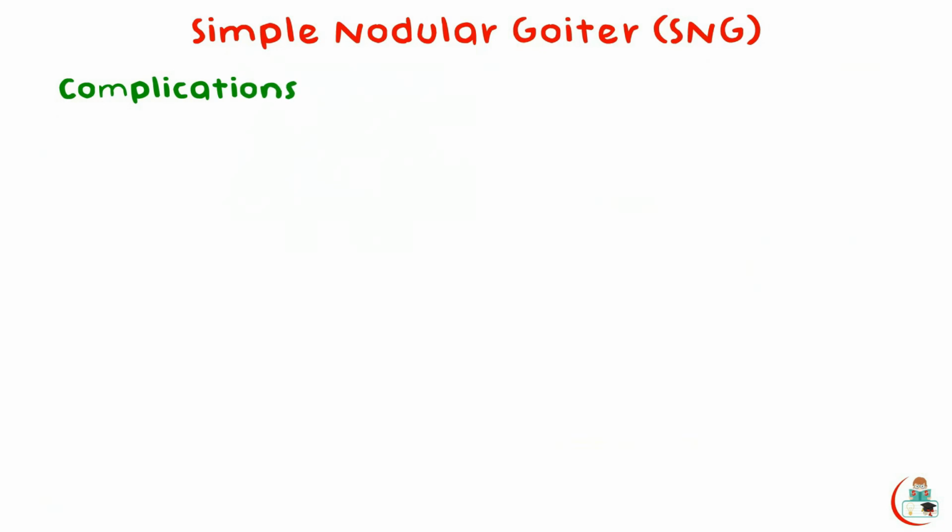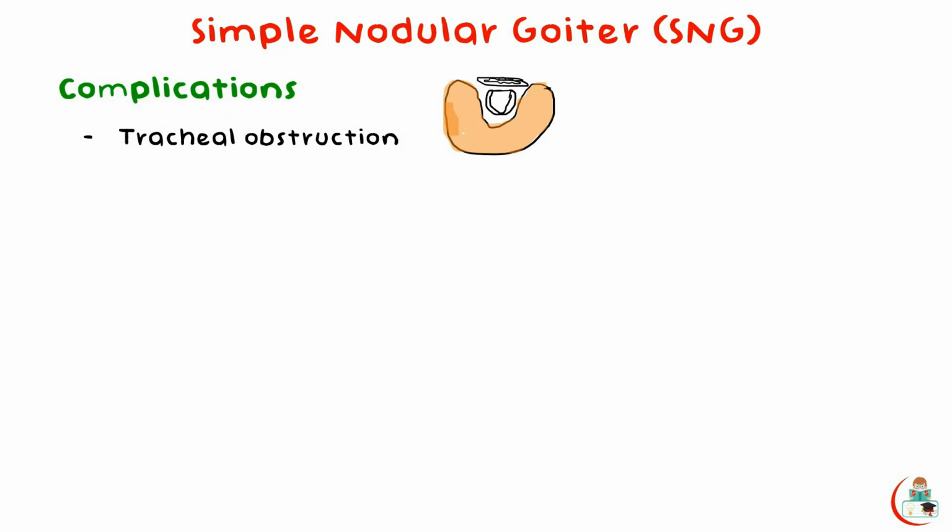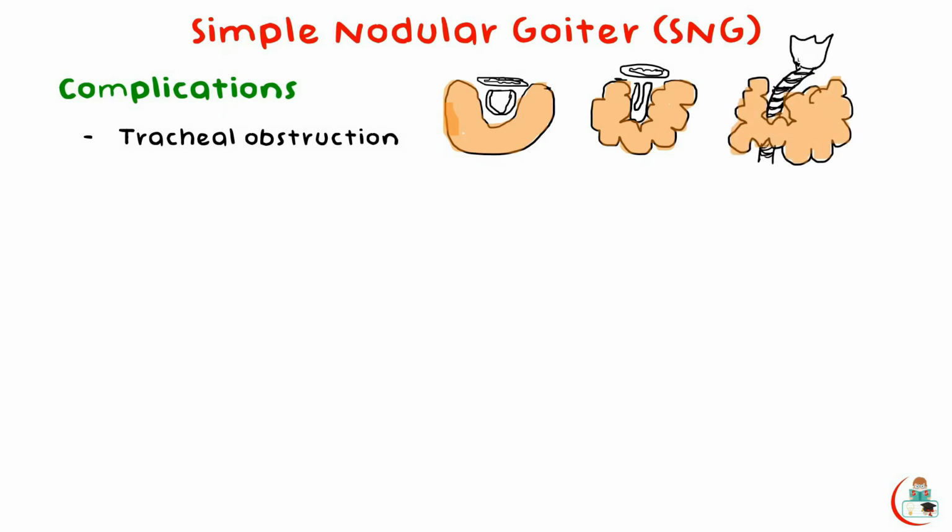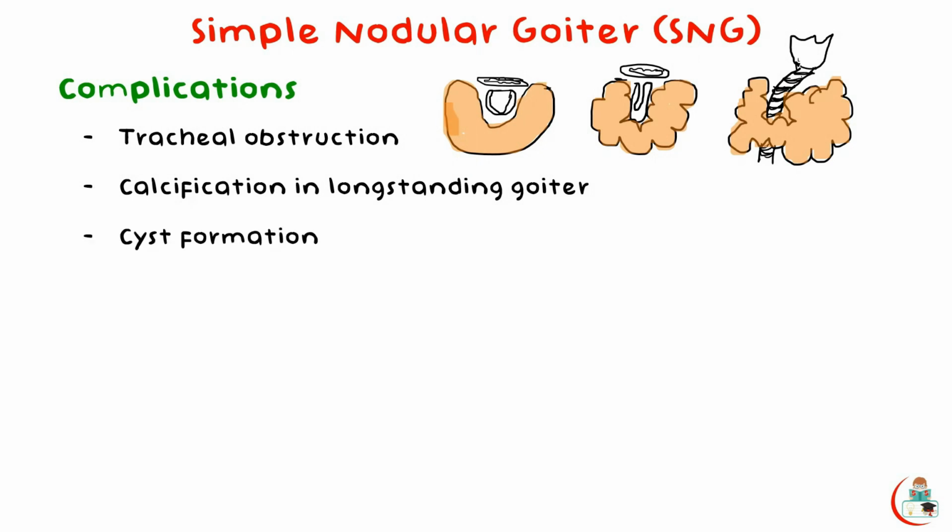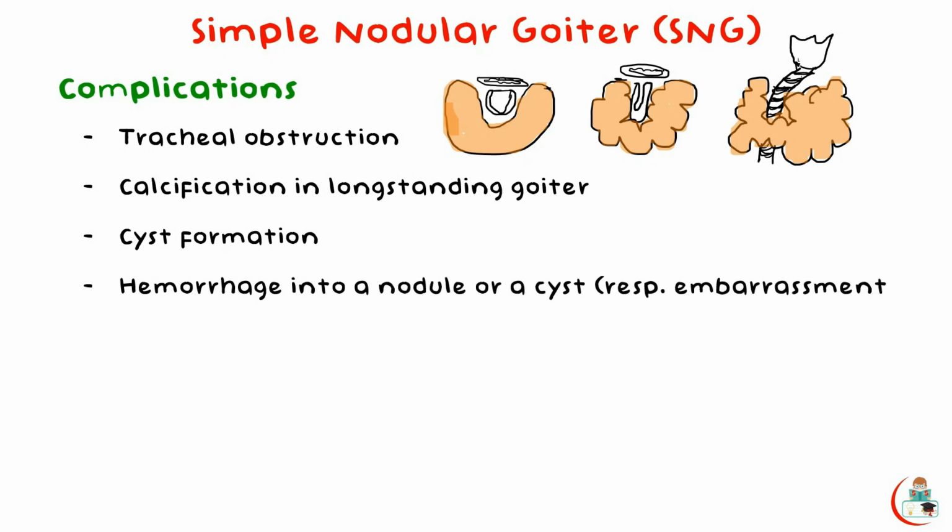Complications of simple nodular goiter include tracheal obstruction caused by compression on either side, and the trachea is transformed to an anteroposterior slit. Trachea may be displaced to one side and will be kinked when there is marked unilateral enlargement of the thyroid gland. Next complication is calcification, and this usually occurs in long-standing goiter, and the gland will feel hard. Another complication is cyst degeneration. Hemorrhage may occur into a nodule or into a cyst, causing respiratory embarrassment.